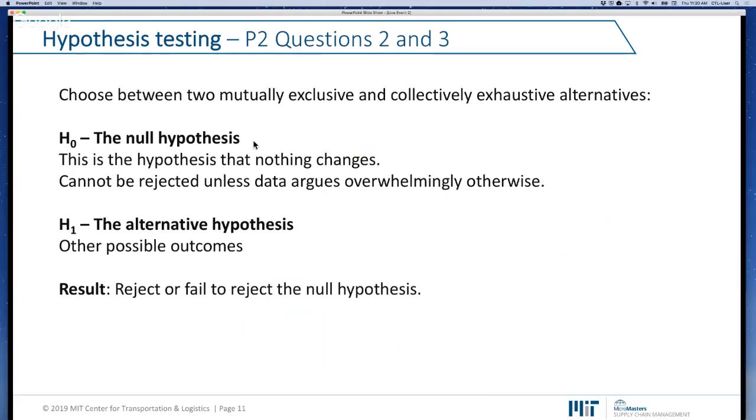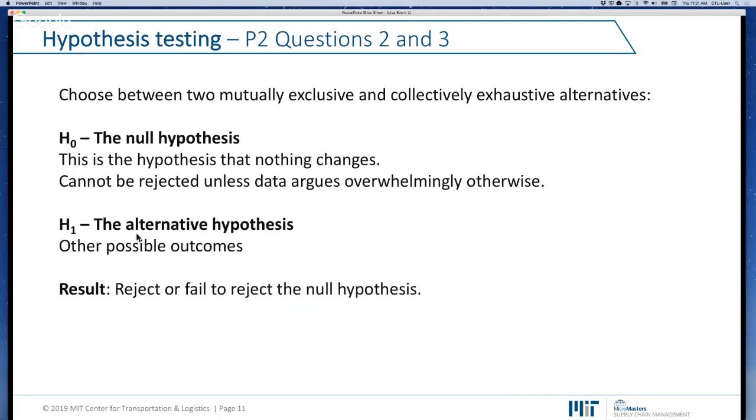What is a hypothesis test? Well, when we have to choose between 2 mutually exclusive and collectively exhaustive alternatives, we have a hypothesis test. In a hypothesis test, we will always have 2 hypotheses, the null hypothesis and the alternative hypothesis. Keep in mind that for us, the null hypothesis will always be the situation where things don't change. And then the alternative hypothesis will be other possible outcomes. We will see this in more detail in the problem. Keep in mind that the null hypothesis cannot be rejected unless data argues overwhelmingly otherwise. So we'll usually stick to the null hypothesis unless data tells us otherwise. And the result of a hypothesis test will always be reject or fail to reject the null hypothesis. We don't talk in accept terms. It's reject or fail to reject.